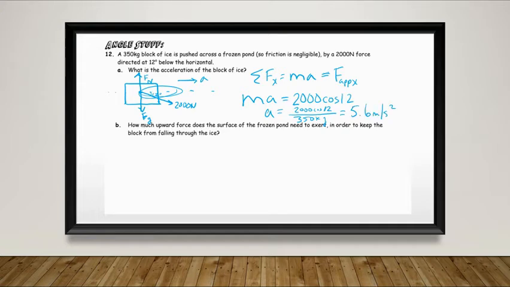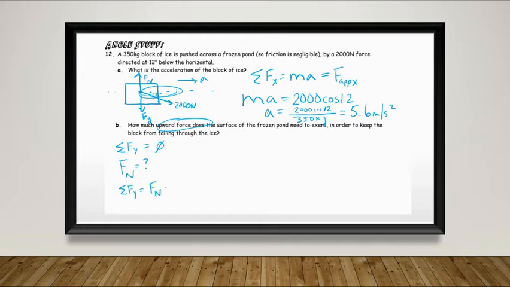The next question says, how much upward force does the surface of the pond need to exert? So how much upward force? We're basically being asked, what is the normal force? Okay. And we're looking at basically the sum of forces in the y direction. And we know the sum of forces in the y direction is equal to 0 because it's not accelerating in the y direction. We also know that the sum of forces in the y direction are equal to, we have our force of gravity going down. So let's look at our upward force first.